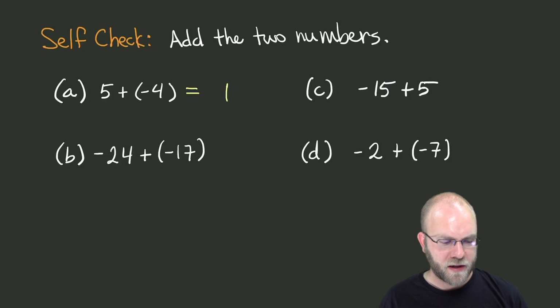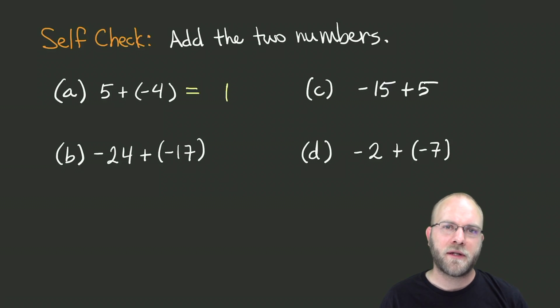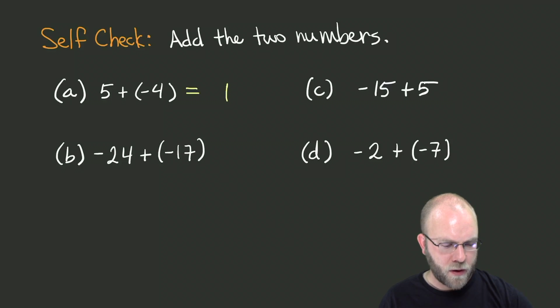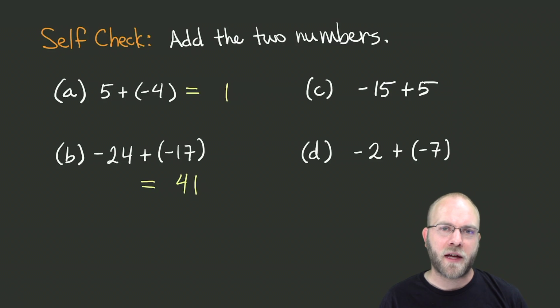The second one is -24 plus -17. Those two have the same sign, and so what I'm going to do is add 24 plus 17. Which is going to be, let's see, 24 plus 7 would be 31, and then add an additional 10, so that's going to be 41. And now they both have a negative sign, and so the result is also going to be negative.